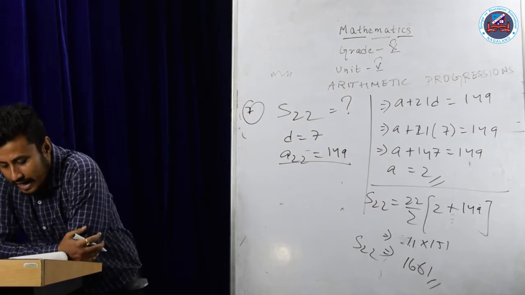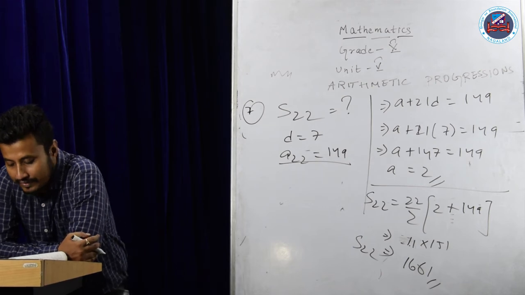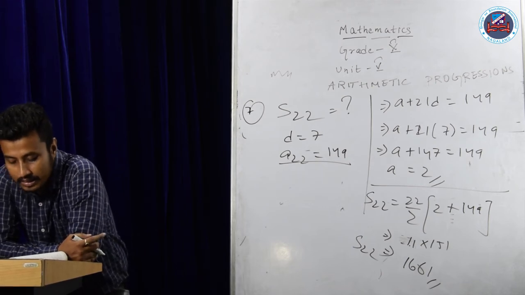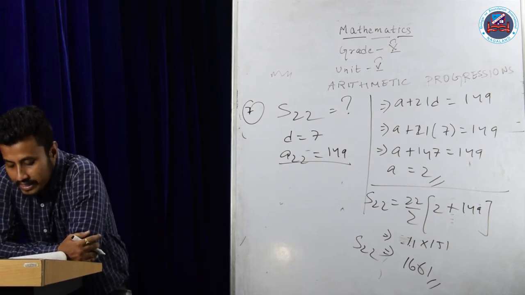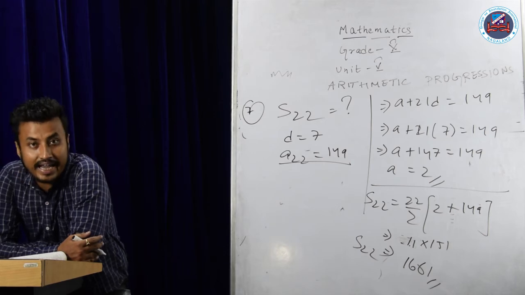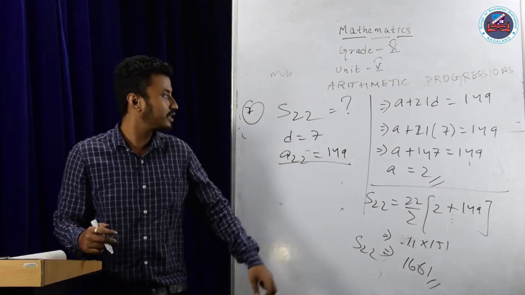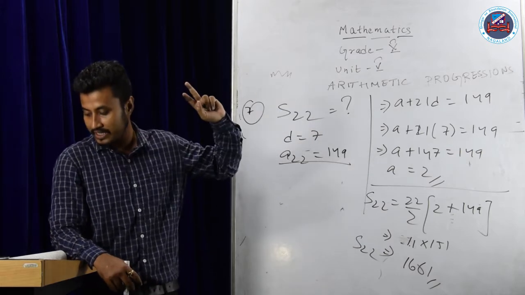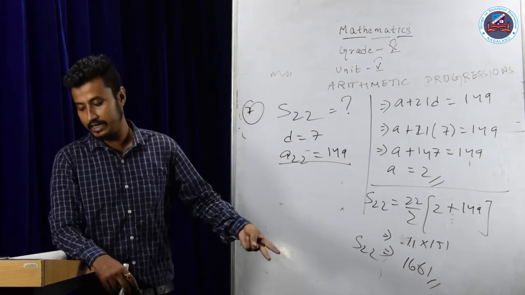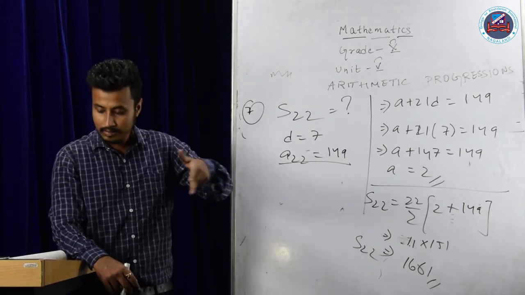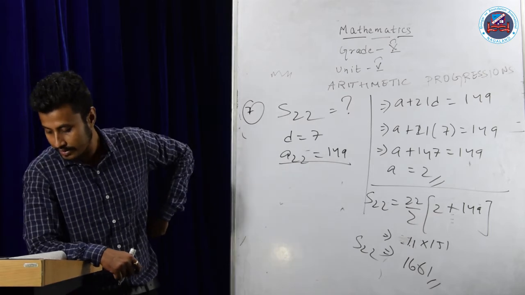Question number 8 is also kind of same. Find the sum of first 51 terms whose second term and third term are given. See guys, A2 and A3 are given. Using A2 and A3, open up the formula first, using A plus n minus 1 D. From there you find out A and D. After you find out A and D, put it in the S51 formula, you will get your answer.